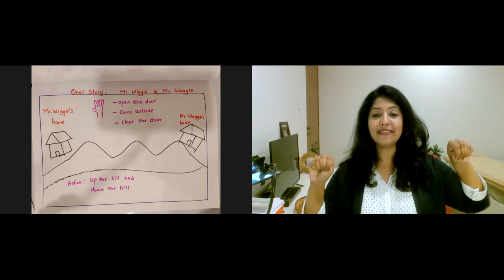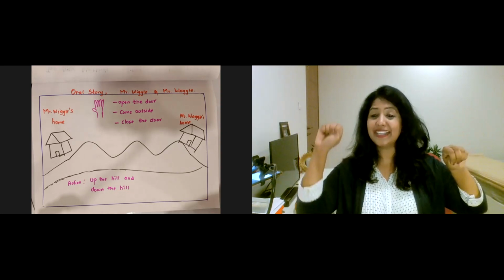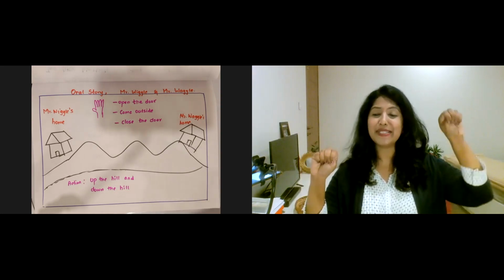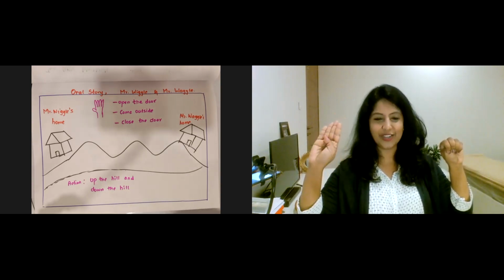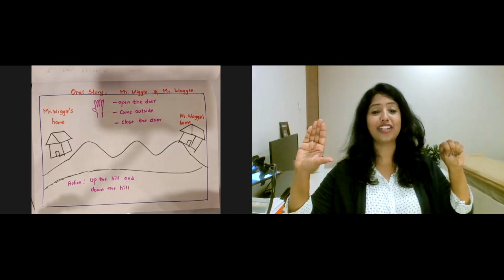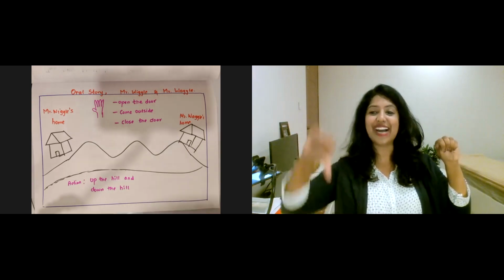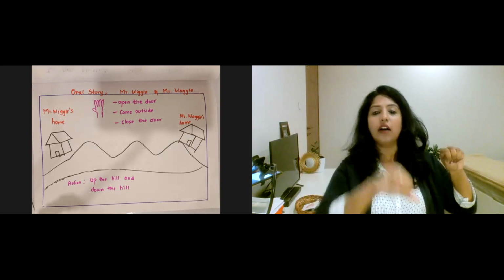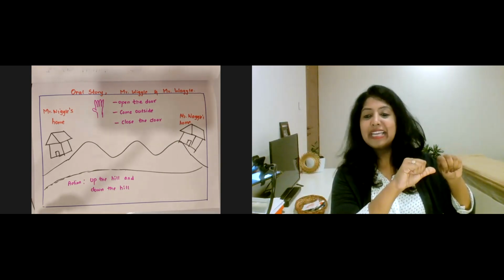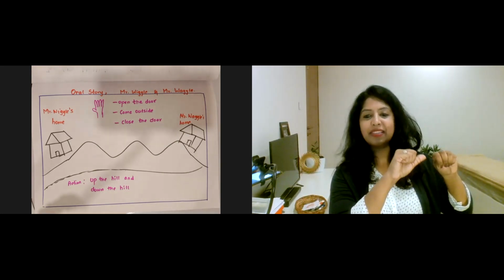Next day morning, Mr. Wiggle thinks about his friend Mr. Waggle and thinks to meet him. He opens the door, comes outside, shuts the door, goes up the hill, down the hill, up the hill, down the hill, until he meets his house.